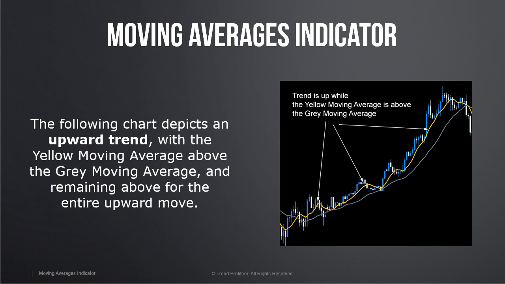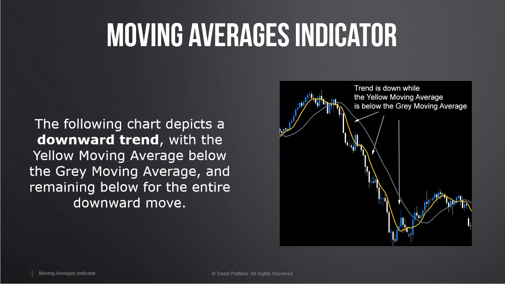So the following chart depicts an upward trend with the yellow moving average above the gray moving average, and it remains above for the entire upward move. So all the time while the yellow moving average is above the gray moving average gives us a hint that the market is moving up because the price is being supported. So as far as we're concerned, the trend is up while the yellow moving average is above the gray moving average, and that is how we determine the higher time frames as well, as far as whether the trend is up or down.